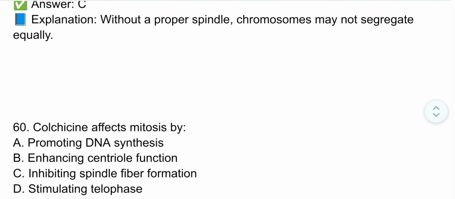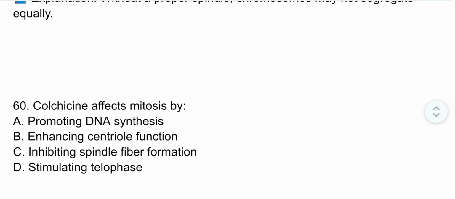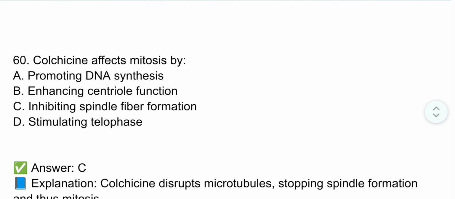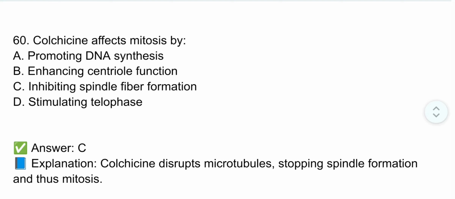Question number 60. Colchicine affects mitosis by? The correct option is option C. Inhibiting spindle fiber formation. Colchicine disturbs microtubules, stopping spindle formation and thus mitosis.